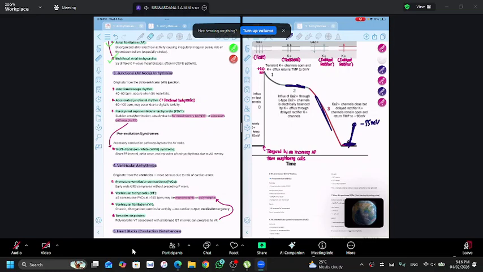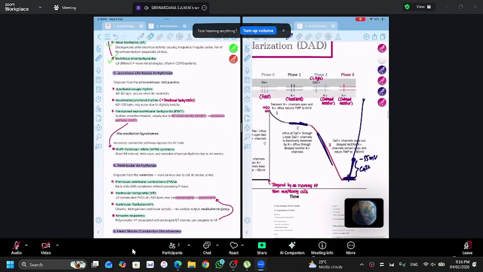So if by some chance the calcium influx is enough to take the membrane potential to a voltage of -50 millivolts, then sodium channels can start firing, and this can reach another action potential. Again, this can also lead to a single beat, so that can be a premature atrial or ventricular contraction.